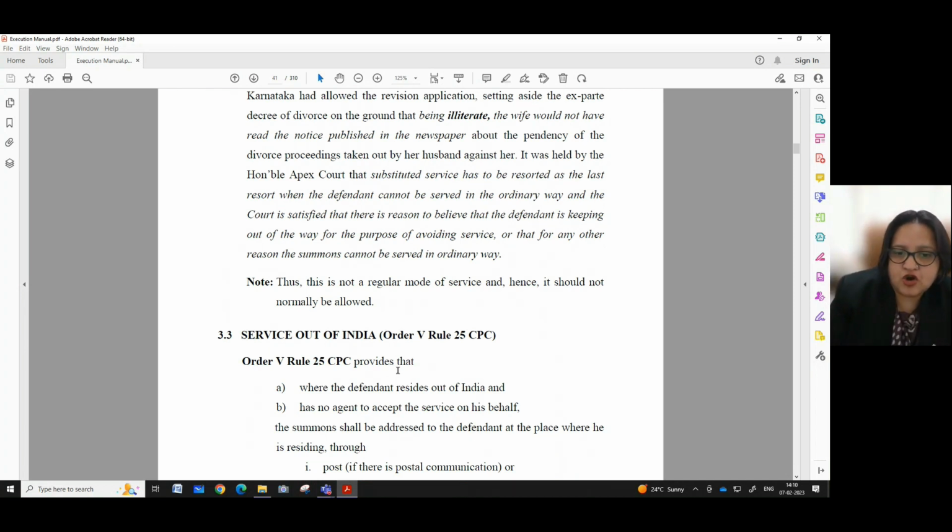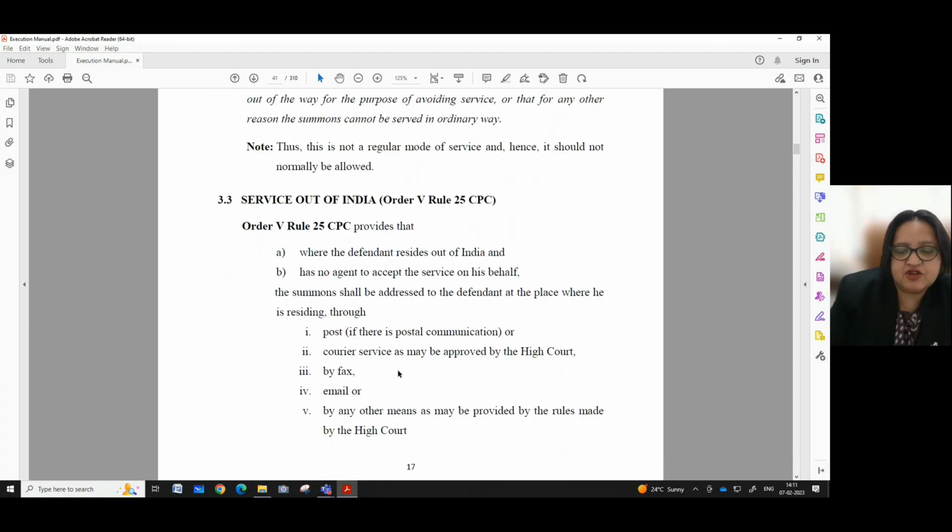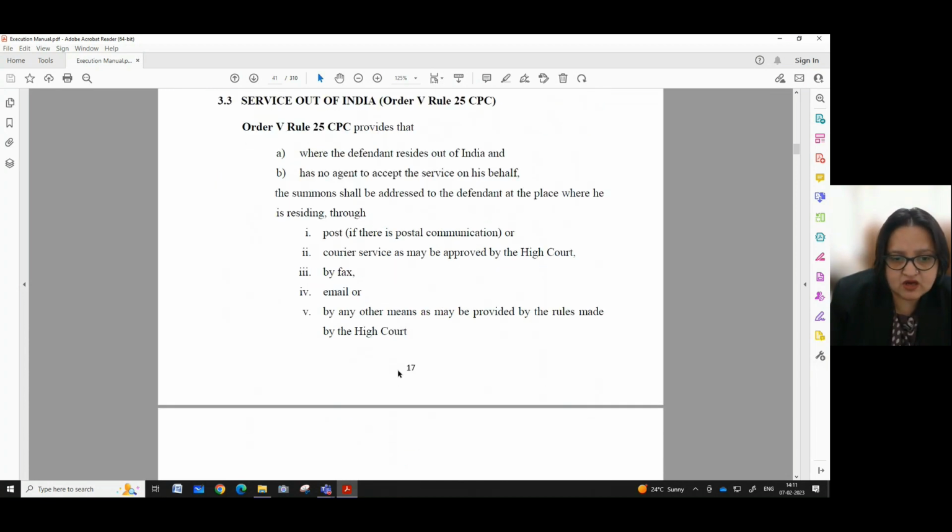Service out of India, Order 5, Rule 25 CPC. Order 5, Rule 25 CPC provides that where the defendant resides out of India and has no agent to accept the service on his behalf, the summons shall be addressed to the defendant at the place where he is residing through post if there is postal communication, or courier service as may be approved by the High Court, by fax, email, or by any other means as may be provided by the rules made by the High Court.